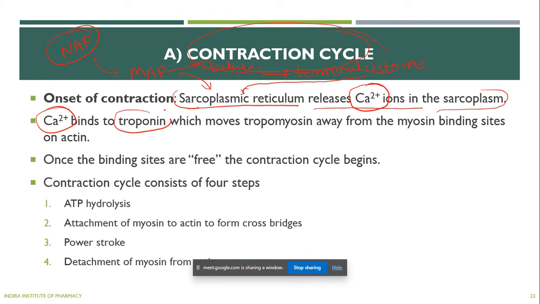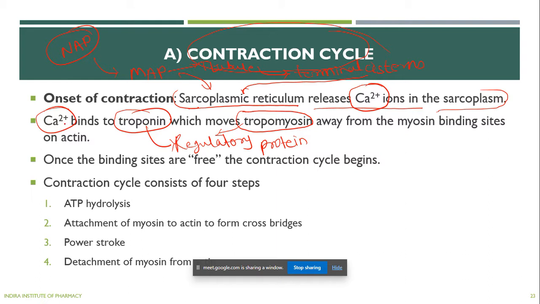Once this calcium gets into the sarcoplasm, what happens next is that it binds to the troponin. We have already seen what troponin is. Troponin is a regulatory protein, and we have also seen its structure. Troponin has a calcium binding site on it. This troponin is in conjunction with the tropomyosin. Conjunction means it is in contact with the tropomyosin.